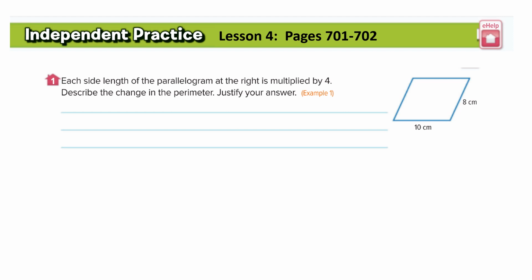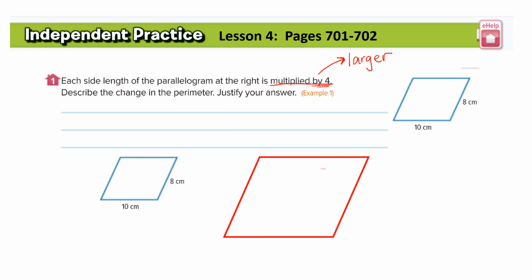So, question number 1. Each side length of the parallelogram at the right is multiplied by 4. Describe the change in the perimeter. Justify your answer. So first things first, if I take a shape and I multiply each side by 4, is the shape going to get larger or smaller? It is going to get larger. So our shape starts off like this and it's going to get larger.